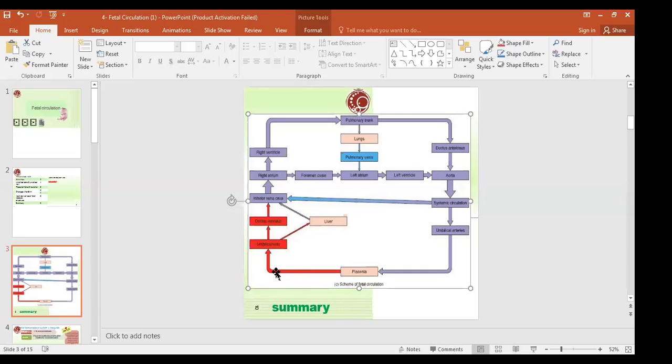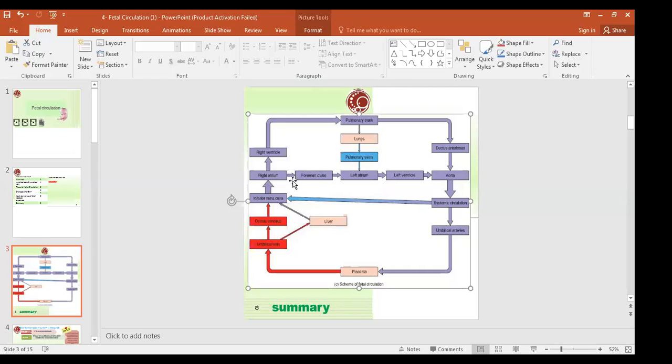So here you see, when it reaches this area, it is divided into two. One is through the umbilical vein. Half of this, or 50%, will go to the liver and 50% will go to the inferior vena cava. And from there, it will go to the right atrium. From there, again, it is divided.